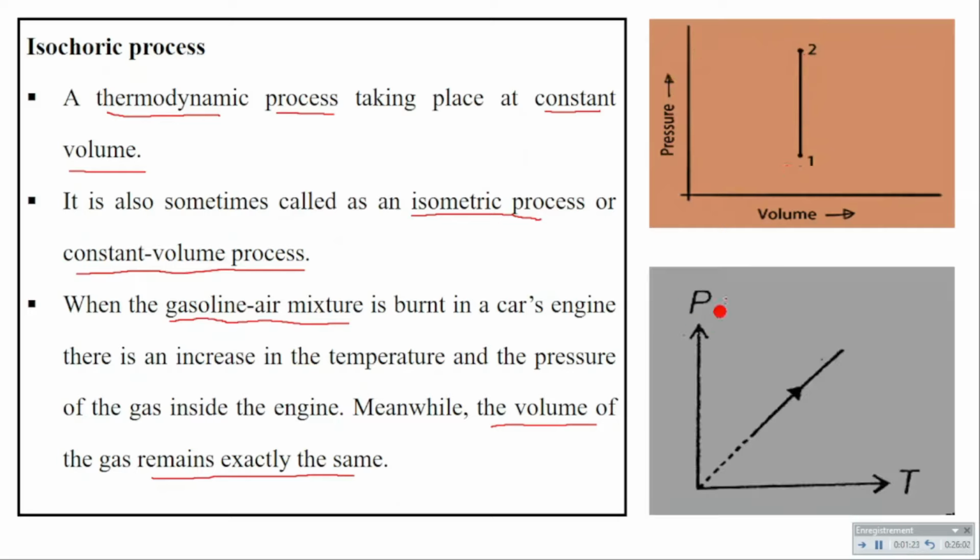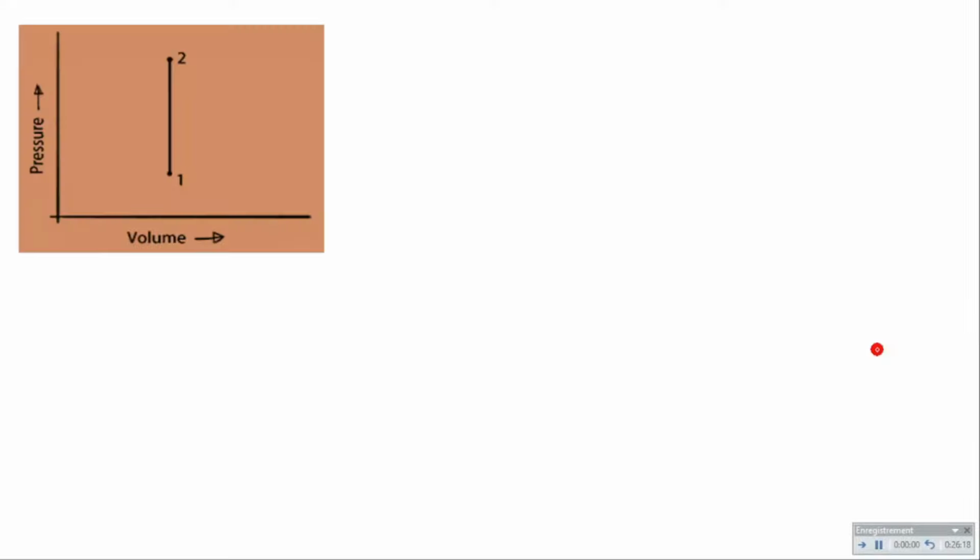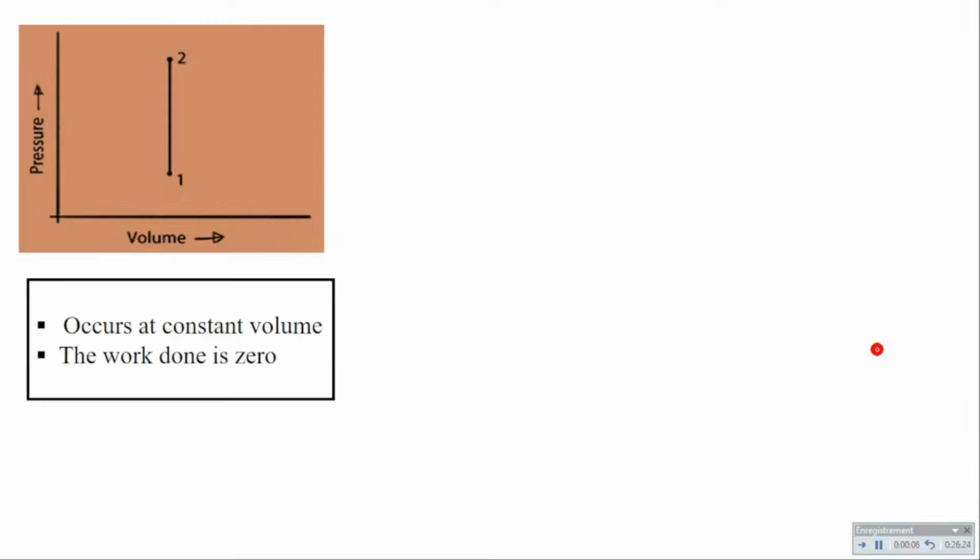So we have here the pressure and the temperature. They are increasing while the volume remains constant. We have the pressure and the temperature increasing, and the volume remains constant in the isochoric process. So here the pressure is increasing, the volume remains constant. So the isochoric process occurs at constant volume.